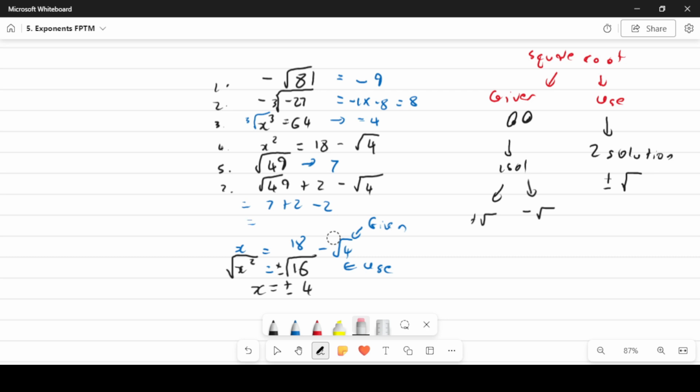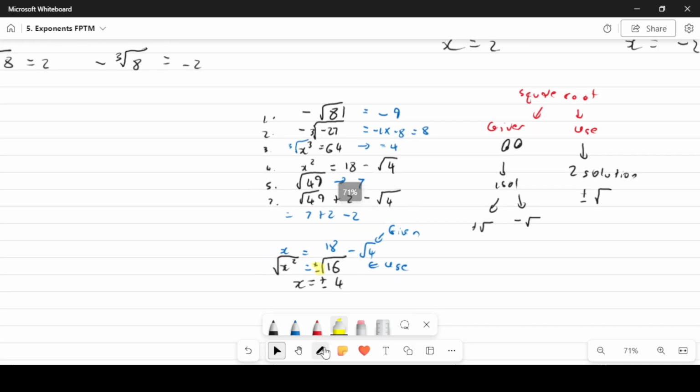You're given the square root, check whether it's positive or negative. If you're solving using the square root, there will always be two solutions. So do not forget to add the plus or the minus sign. Right? Very, very straightforward ideas. I hope I elaborated on this enough.